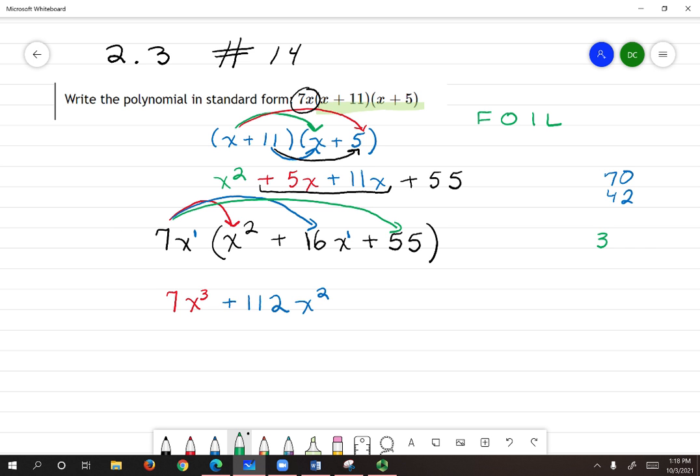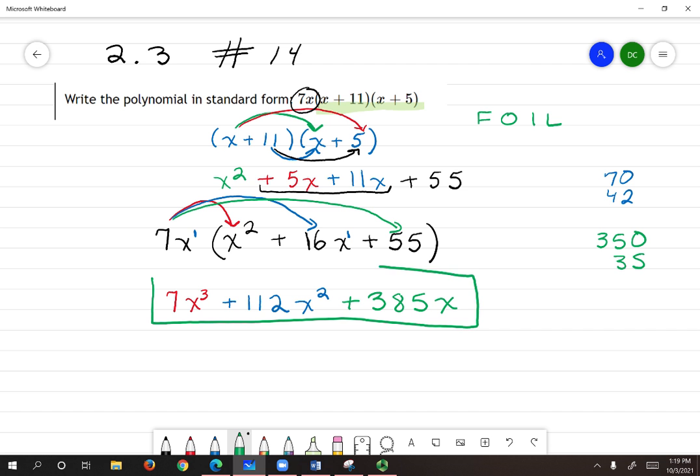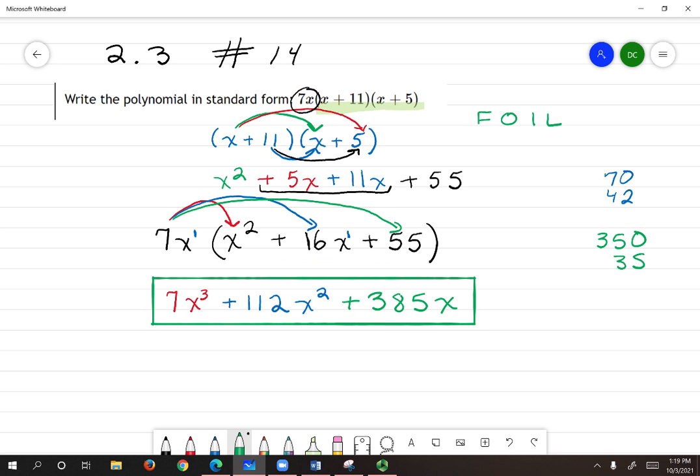7 times 50 would be 350. 7 times 5 is 35, so that's plus 385, and that x just tags on at the very end. And I've tackled all of these problems.